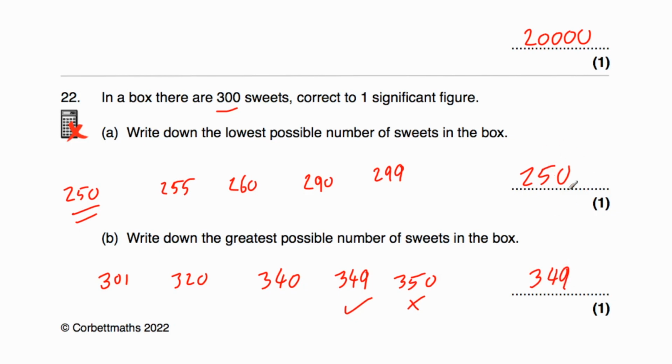So the lowest possible number of sweets in the box is 250, and the greatest possible number of sweets in the box is 349. Okay, let's have a look at our next question.